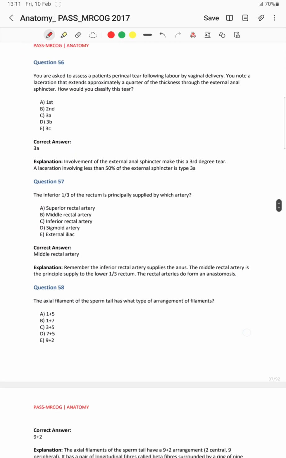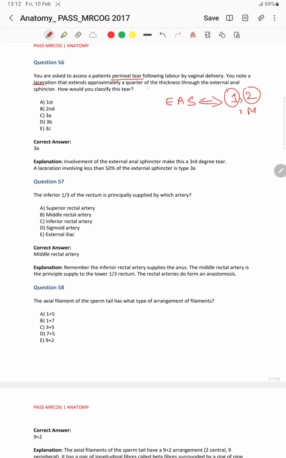Now, question number 56. You are asked to assess a patient with a perineal tear following labor by vaginal delivery. You note a laceration that extends approximately a quarter of the thickness through the external anal sphincter. How would you classify that? We have discussed in previous MCQs that if the external anal sphincter is intact, then the tear is either first degree or second degree. If the muscles are involved, then it is the second degree. If the muscles are not involved, then it is the first degree tear.